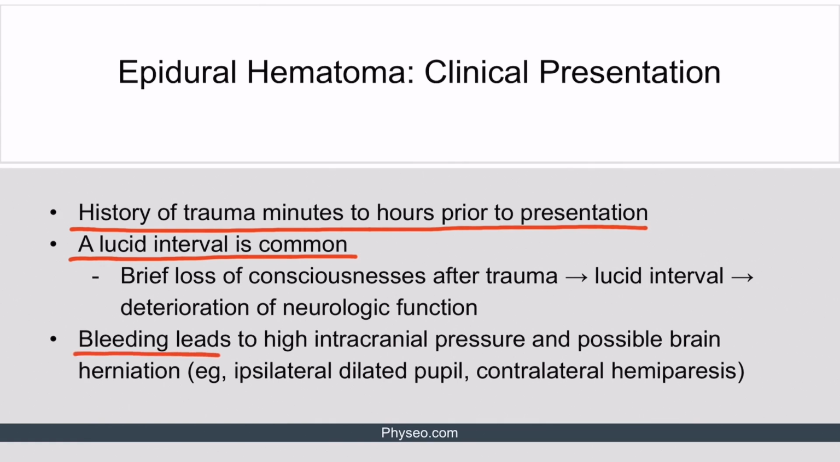Also, bleeding into the epidural space compresses the brain and leads to high intracranial pressure with possible brain herniation. Two common signs of brain herniation include an ipsilateral dilated pupil with contralateral hemiparesis.